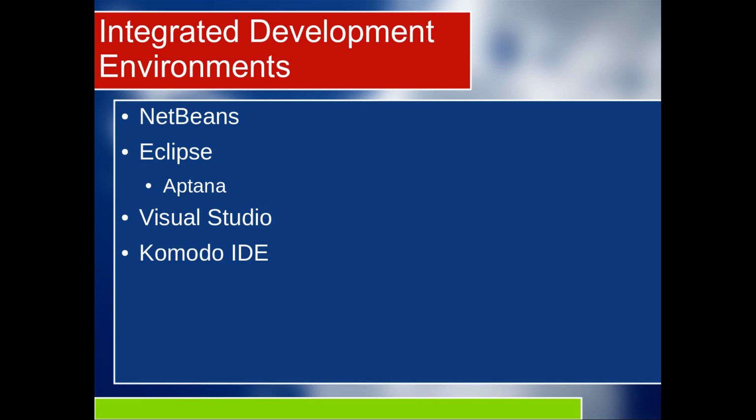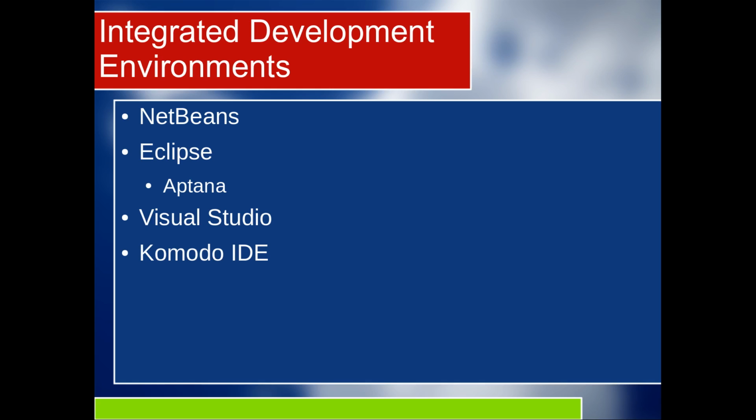NetBeans is a product from Oracle. It's distributed open source and free. You can do PHP. You can do just about everything but Ruby in it. Eclipse can do everything, although a lot of people find it's a little heavy. There is a derivative of Eclipse called Aptana that's specifically designed for web development, and I've used both Eclipse and Aptana, and I like them. It's a really good integrated development environment.